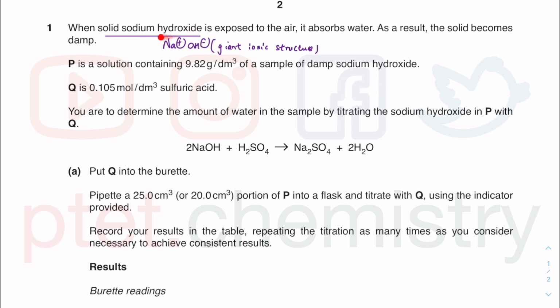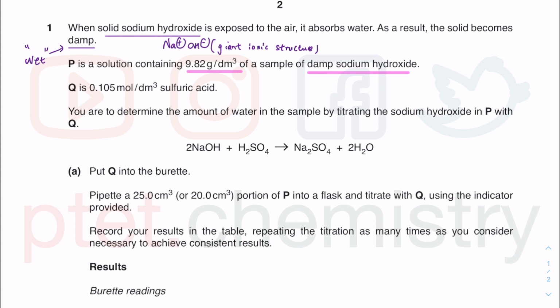Of course, a lot of you would have just used the aqueous sodium hydroxide. That is when you dissolve the solid ionic compound in water. Here, A contains moisture, and this moisture in the air gets absorbed by solid sodium hydroxide and it becomes a little bit damp. Damp means it's a little bit wet, but not extremely wet. P is a solution containing 9.82 gram per dm cube of this damp sodium hydroxide. It means that in 1 dm cube of the solution, you have 9.82 gram of this sodium hydroxide, which is damp, so it's a bit wet to begin with.